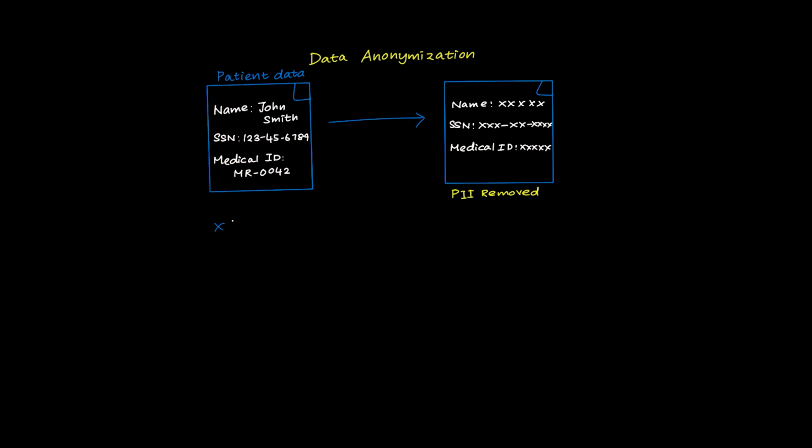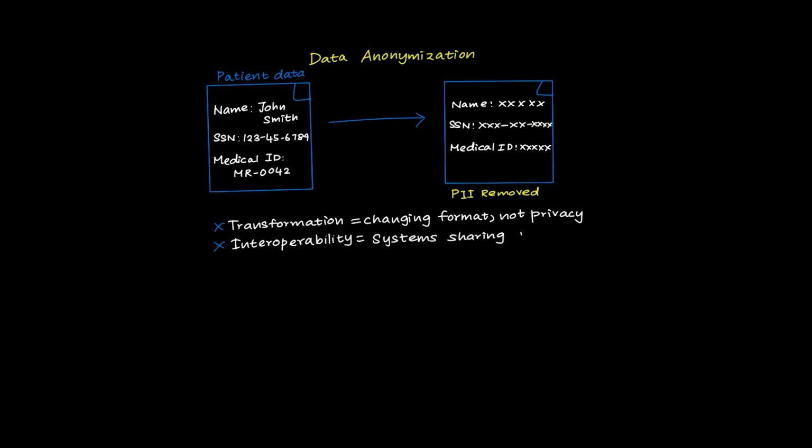Data transformation is about changing formats or structures for analysis, not about removing personal info. Data interoperability is about systems connecting and sharing data. It's a compatibility concept, not a privacy one. Data replication copies data to multiple locations, which is completely unrelated to stripping out identifiers.